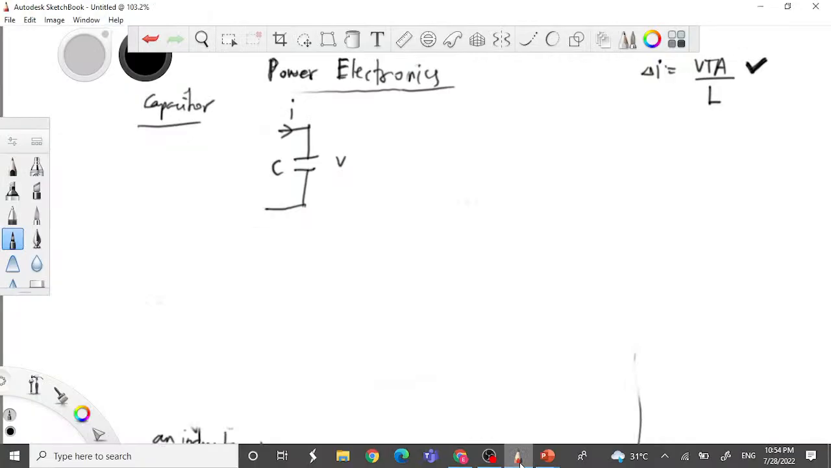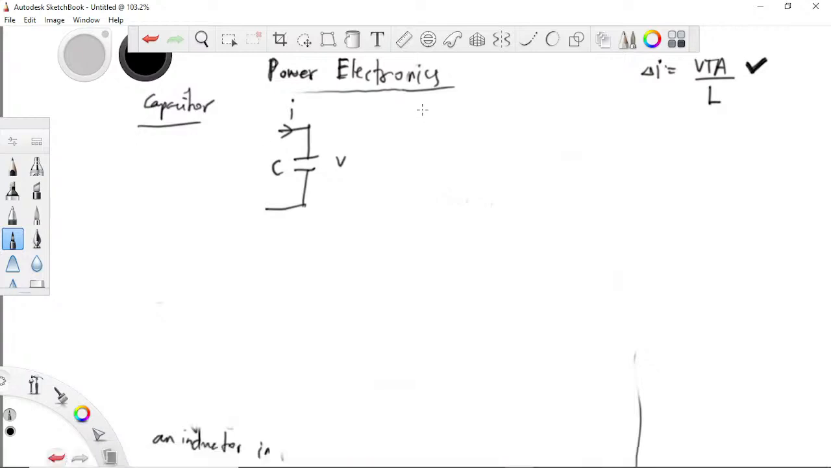With capacitance C. Here we know that the current through a capacitor is given by C dV/dt. Let's make V the subject: dV is equal to 1 over C times I dt. So integrating, the change in V is given by 1 over C times the integral of I dt.